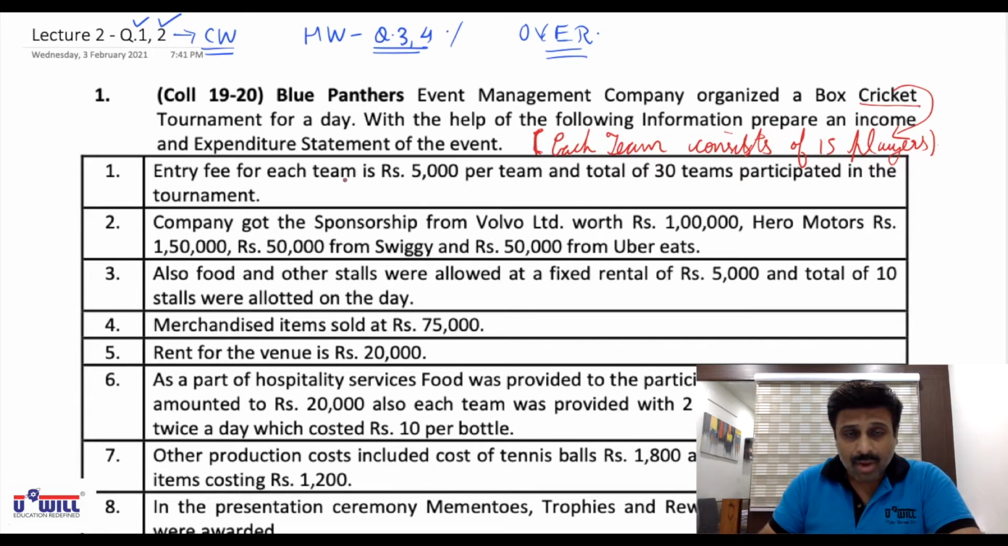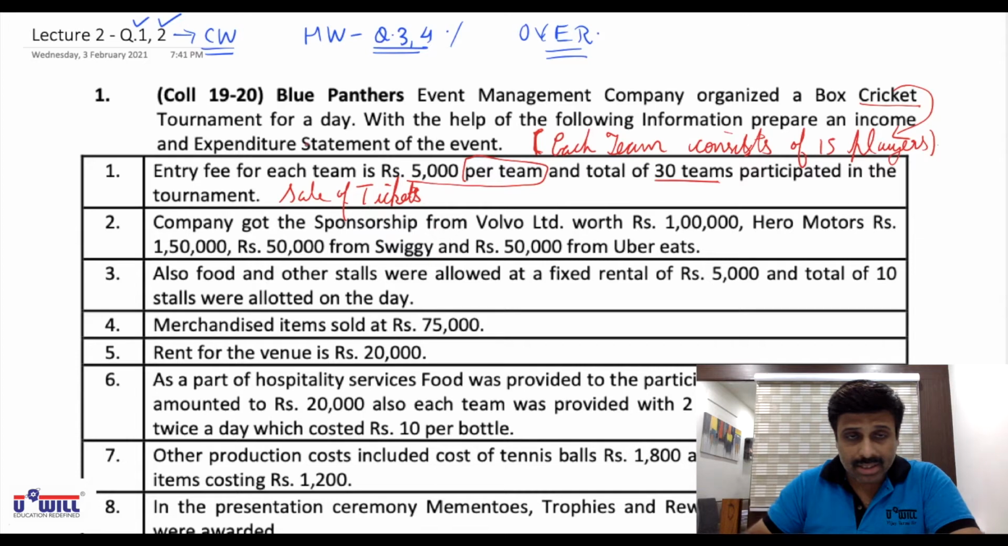Entry fee for each team is 5,000 per team and total of 30 teams participated in the tournament. So this will be taken as sale of tickets. Okay, it will be taken in sale of tickets. This income will be taken in sale of tickets.